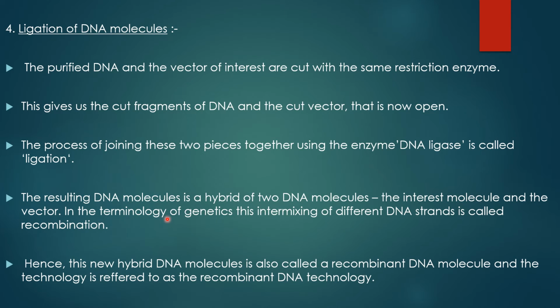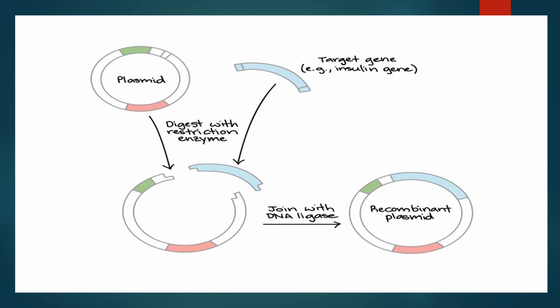In the terminology of genetics, this intermixing of two different DNA strands is called recombination. Hence, this new hybrid DNA molecule is also called a recombinant DNA molecule, and the technology is referred to as recombinant DNA technology. This is our plasmid and this is our target DNA. Both are mixed and joined with the enzyme DNA ligase and will make our recombinant plasmid.